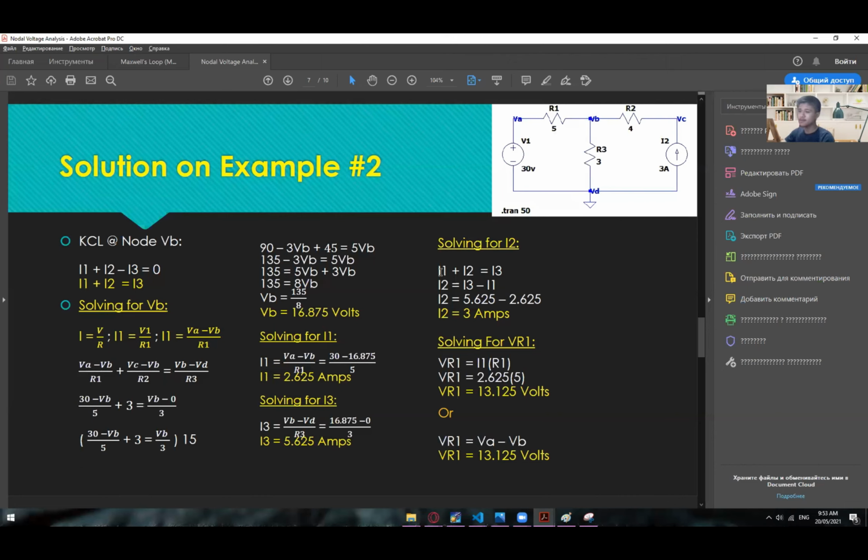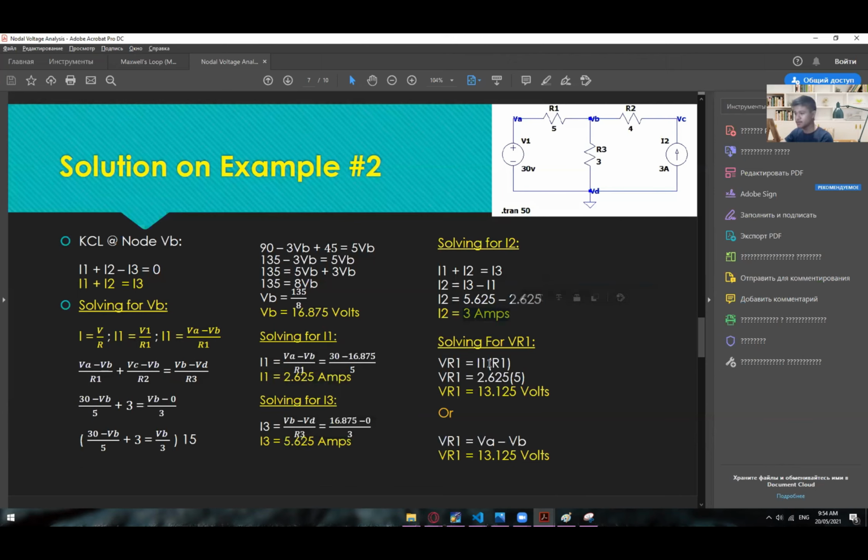And then for the I2, again, you can use this expression right here, or you can just simply apply KCL, same with this one: I1 plus I2 is equal to I3. So solving for I2, we have I3 minus I1. So 5.625 for the I3 and then 2.625 for the I1, which is now equal to 3 amps.